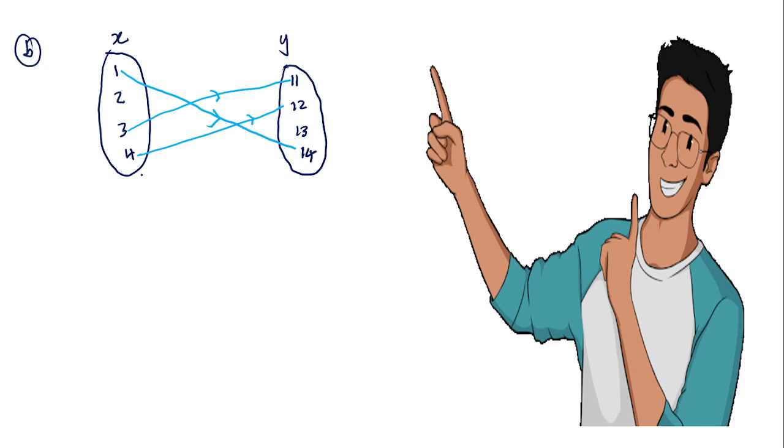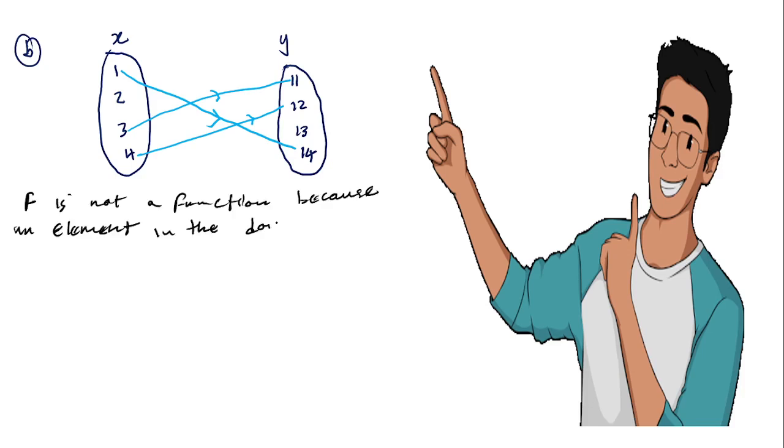F is not a function because an element in the domain X has no image or relation with a member in Y.